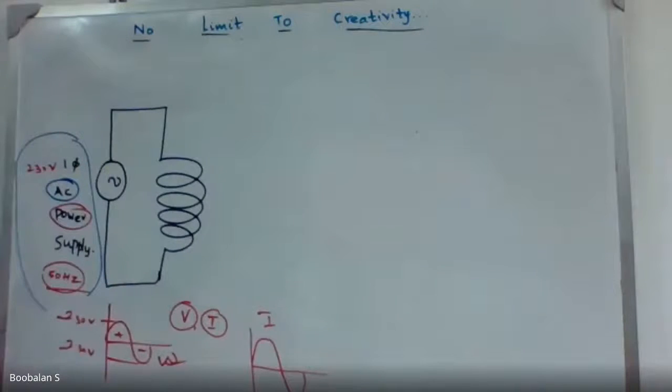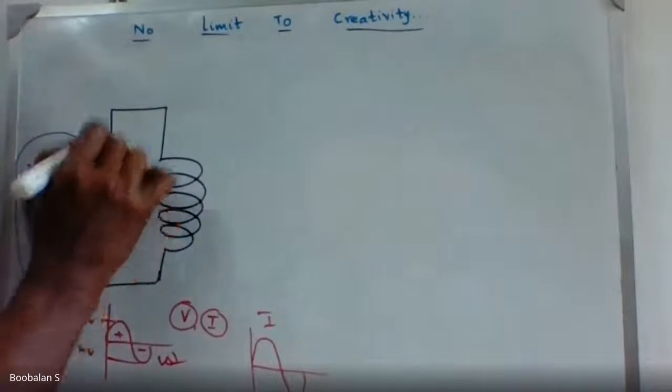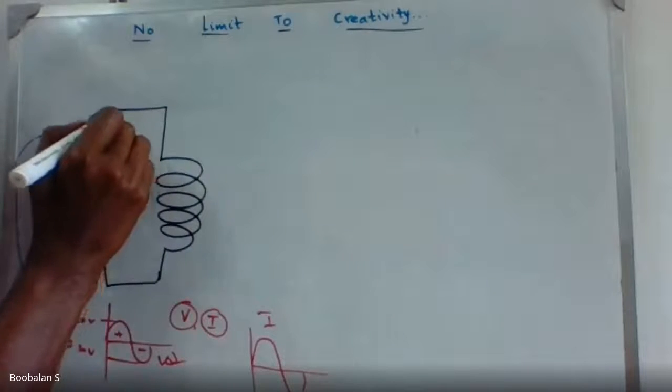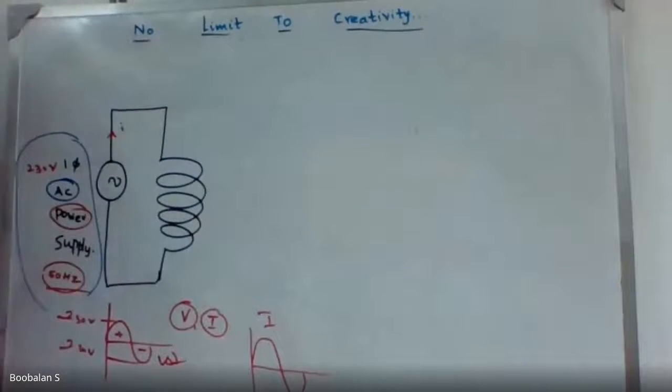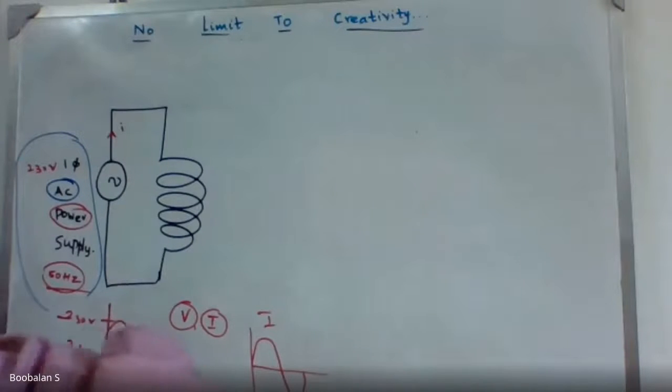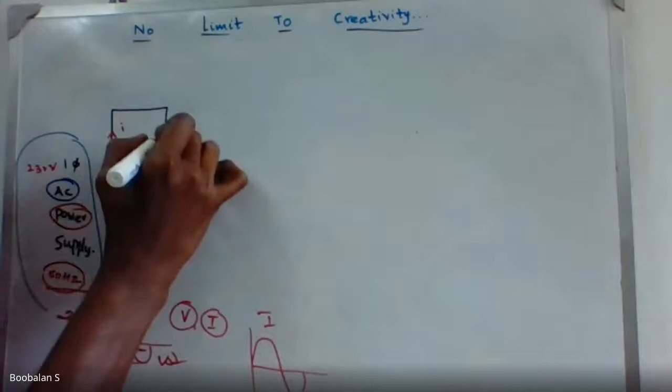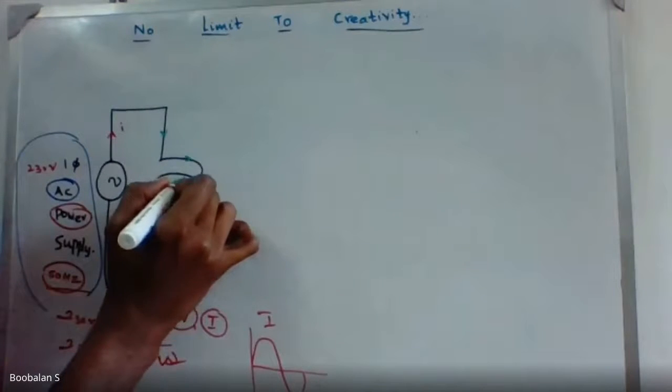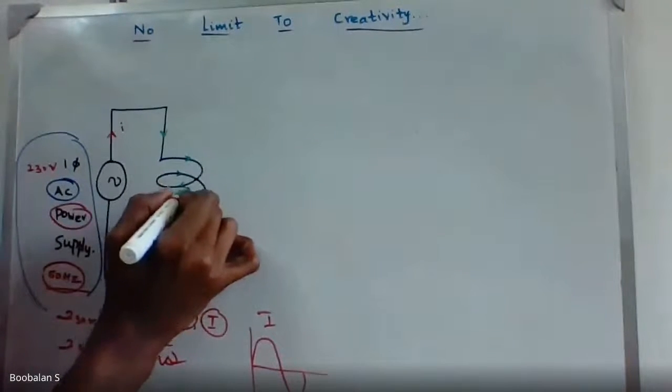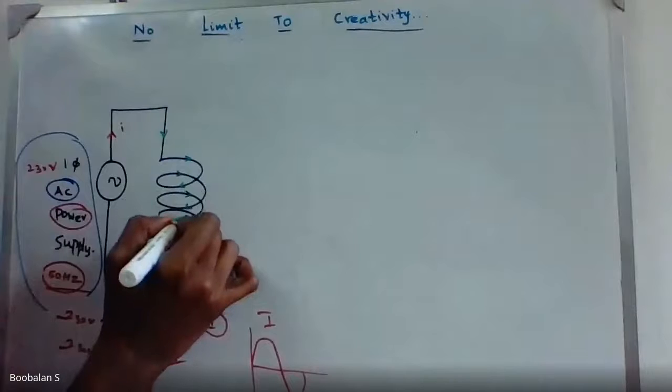What do you think will happen now, anyone? Now this is a closed path, a closed conductor. I'm going to allow current to flow into this circuit, which is made up of a coil. So what happens? There is a current now flowing in this direction, and now in this direction.